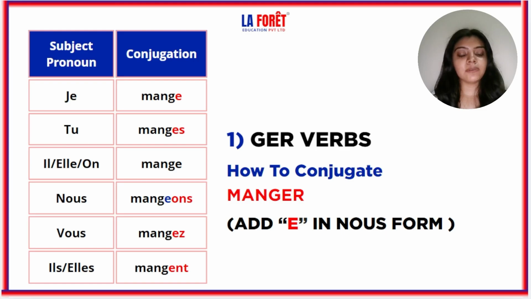In GER verbs, we just put E before ONS in the nous form. The rest remains the same. So it will be je mange, tu manges, on mange, nous mangeons. It will not be mangions, it will be mangeons. Then it will be vous mangez, elle mange.